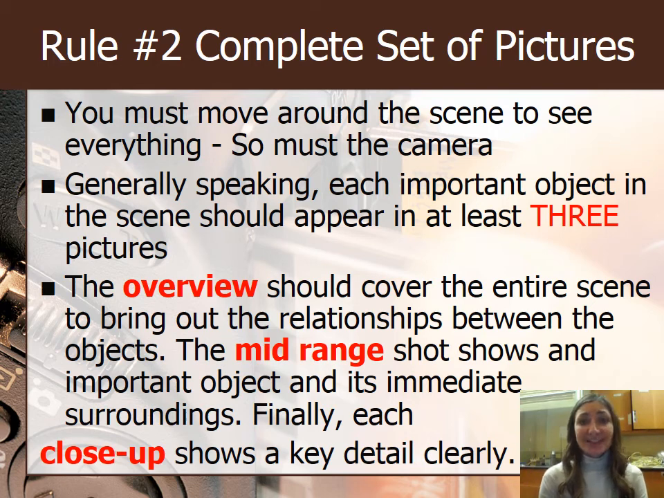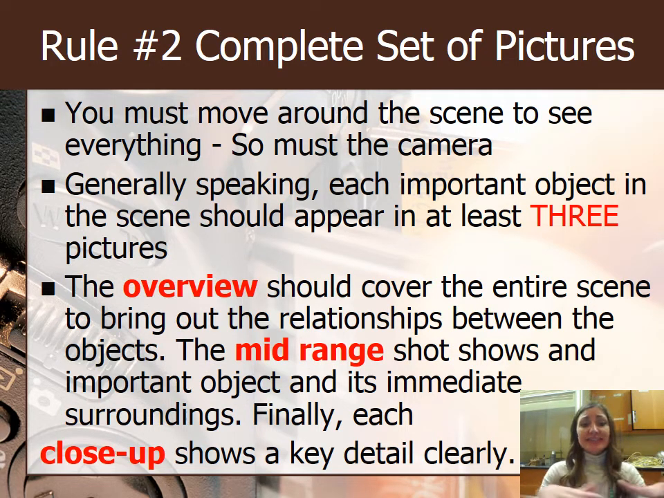Rule number 2 is to get a complete set of pictures. So you have to move around the scene to see everything, so therefore you must take pictures of the scene from a bunch of different angles, or viewpoints would probably be a better way to describe that. Generally speaking, if you have an important object or a piece of evidence, it needs to appear in at least 3 pictures. The first picture needs to be an overview.